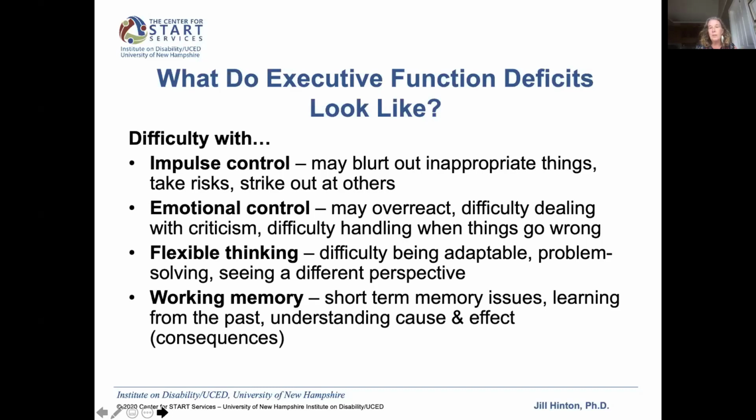Flexible thinking, adaptation, problem solving, being able to see things from a different perspective. And I mentioned working memory before, but again, being able to use what we've learned in the past to affect our current situation is really one of the key parts of executive functioning. So that affects the ability to understand cause and effect in a moment. And that is something that we see in a lot of folks, and I think Jen mentioned fetal alcohol spectrum disorder. That deficit in that disorder is pretty prominent.